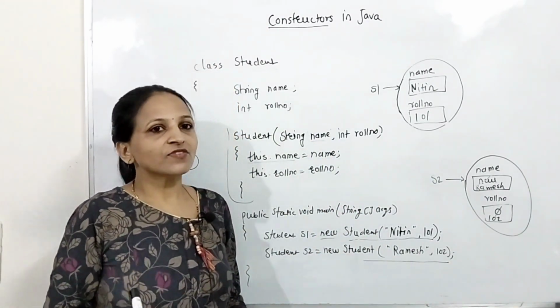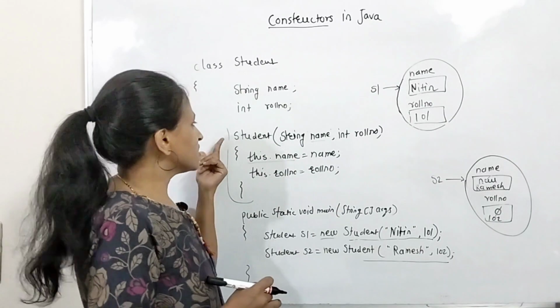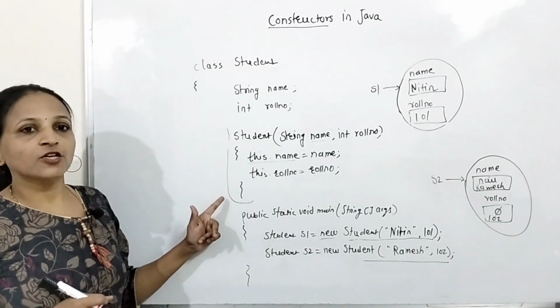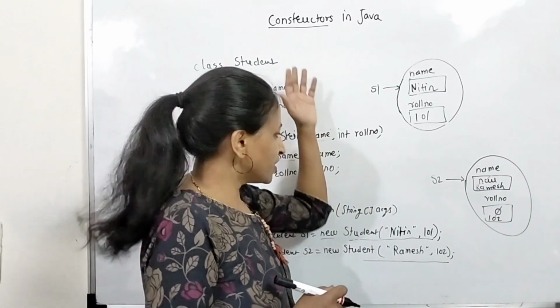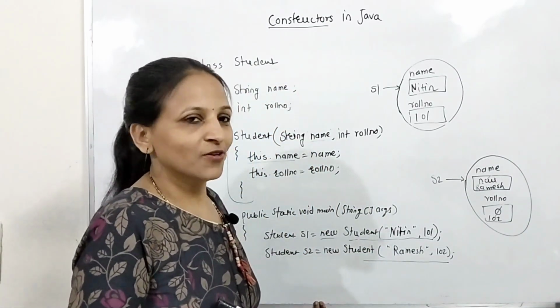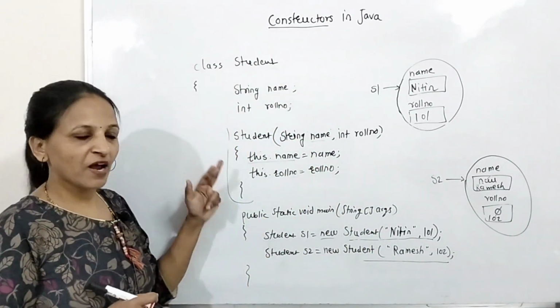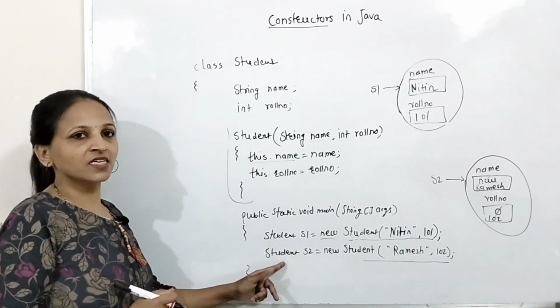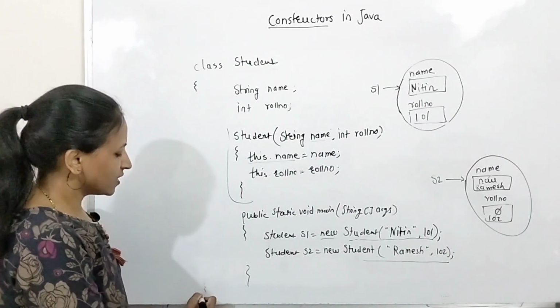And the last one is private. If any constructor is private, then you can create an object of that class within the class only. Here, if this constructor is private, no problem, because in the same class we are creating an object of that class.